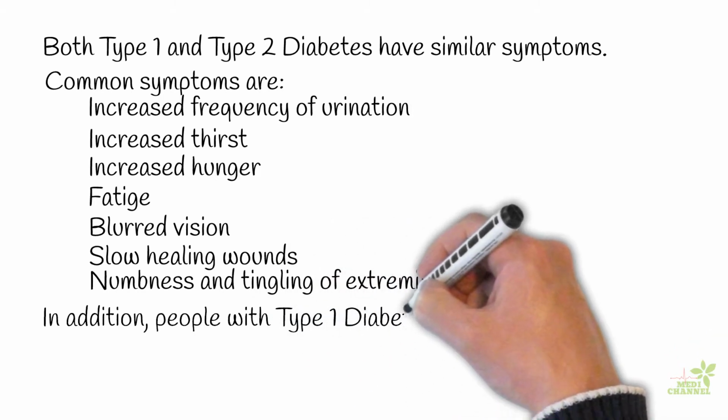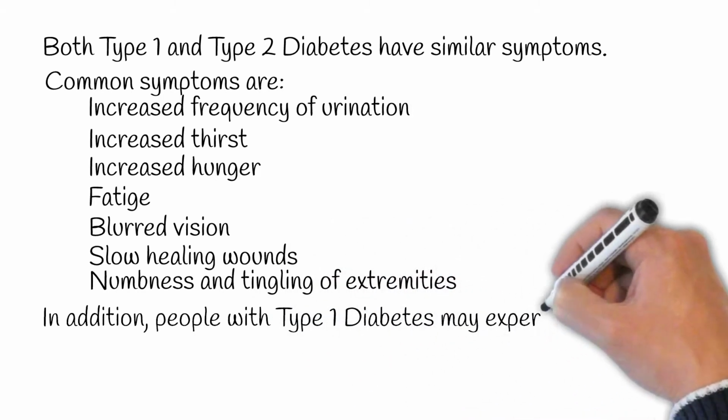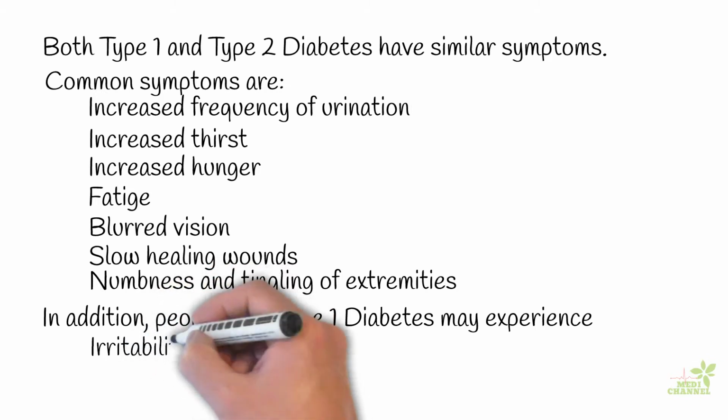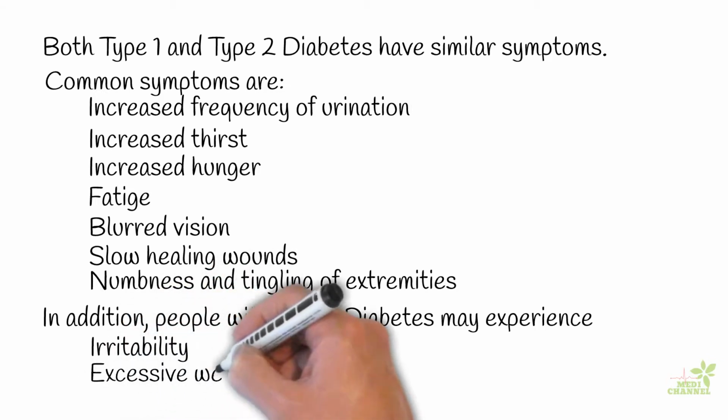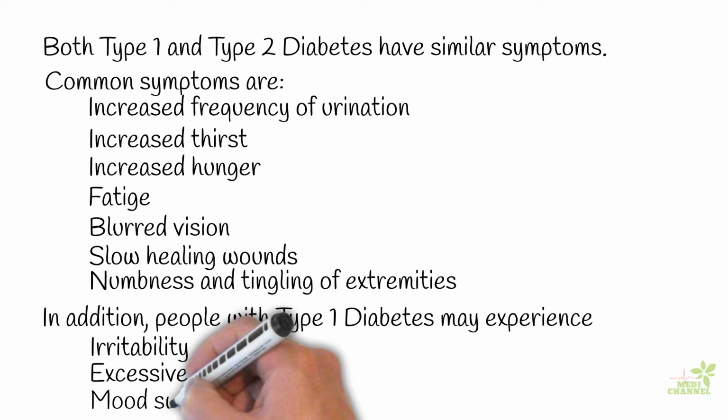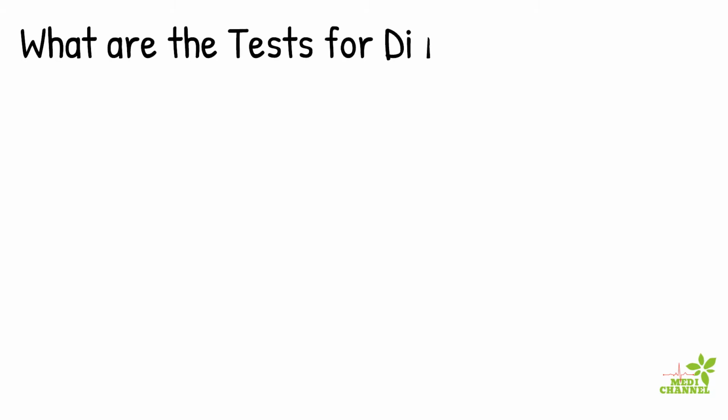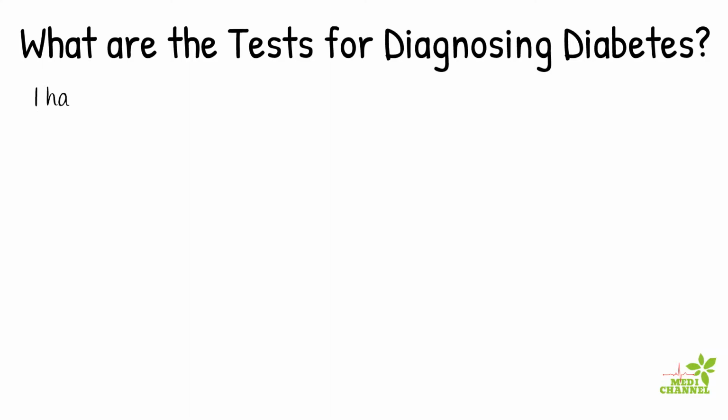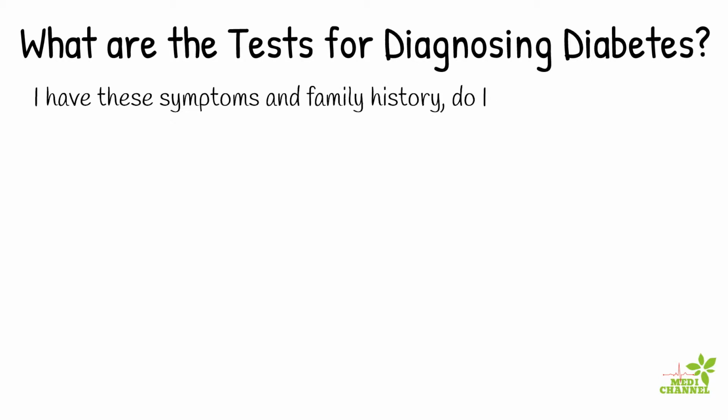What are the tests for diagnosing diabetes? Sometimes we self-diagnose diabetes based on the symptoms if there is a family history. Then we visit a doctor and ask, I have these symptoms and family history. Do I have diabetes? It is not that simple to diagnose diabetes by considering only symptoms. It is essential to do a blood test to confirm diabetes. Mainly there are 3 tests to confirm diabetes mellitus.